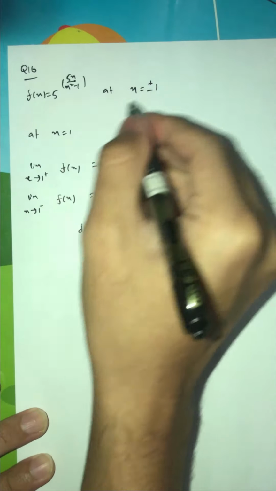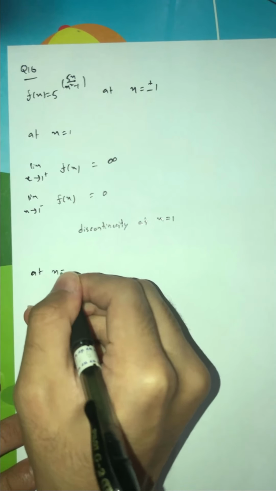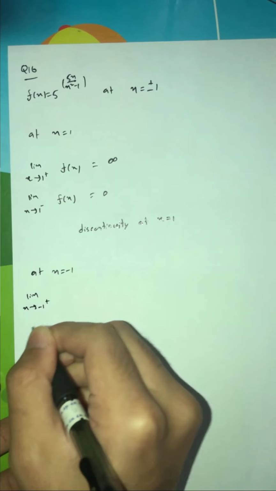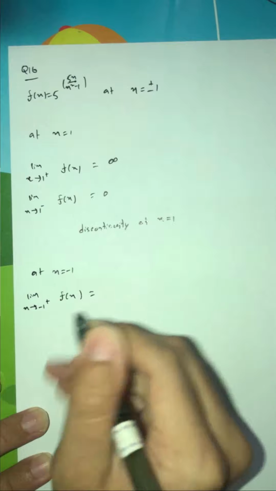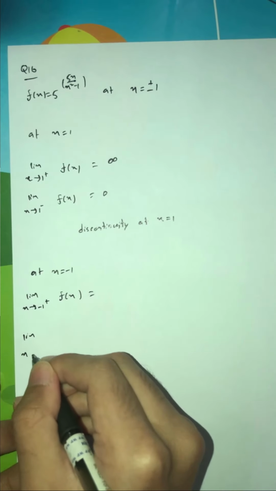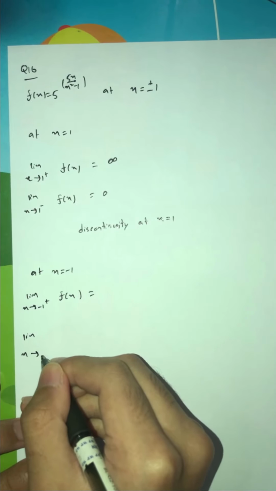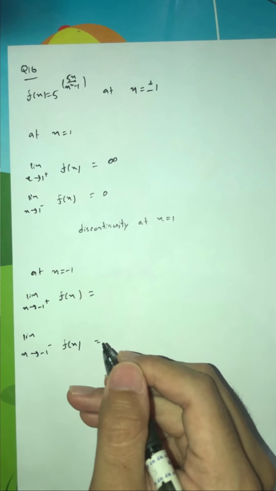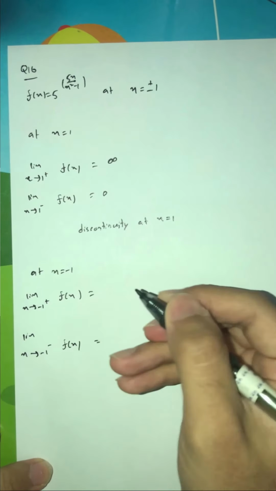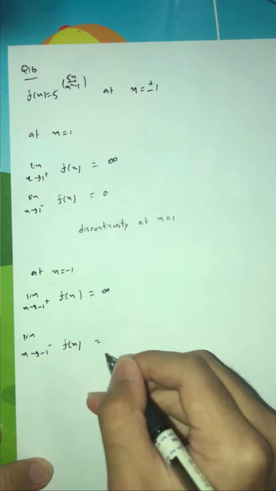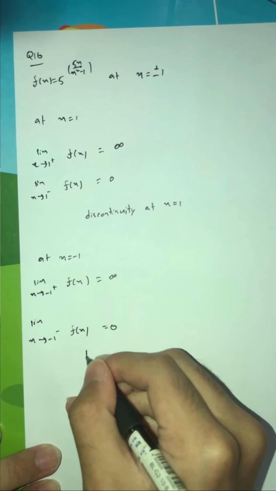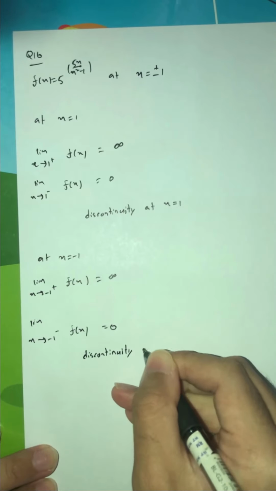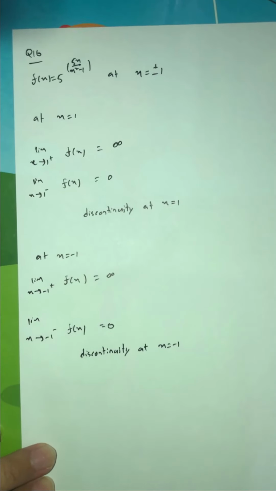We repeat the same thing, but at x equal to -1: limit as x approaches -1 from the right of f(x), limit as x approaches -1 from the left of f(x), and we get infinity and 0 as well. So it is also discontinuous at x equal to -1.